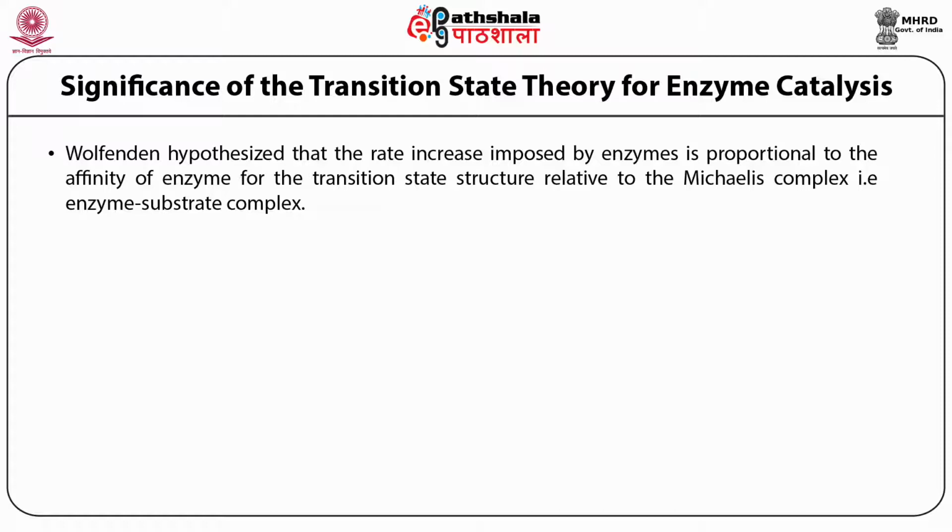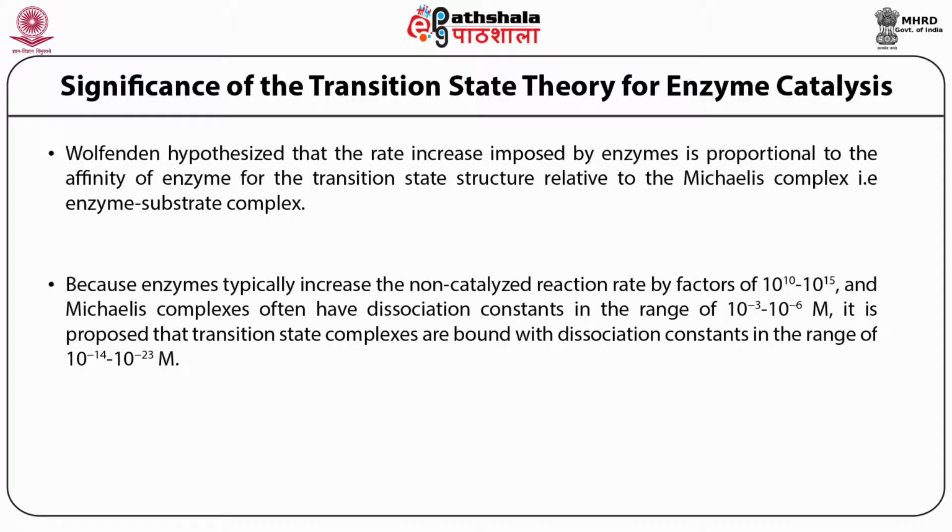That means they are proposing that the affinity between enzyme and transition state is relatively more important than the affinity between enzyme and substrate. Because enzymes typically increase the non-catalytic reaction rate by a factor of 10 to the power 14 to 15, and the Michaelis complex has a dissociation constant in the range of 10 to the power minus 3 to 10 to the power minus 6 molar, it is proposed that the transition state complex has a dissociation constant in the range of 10 to the power minus 14 to 10 to the power minus 23 molar.